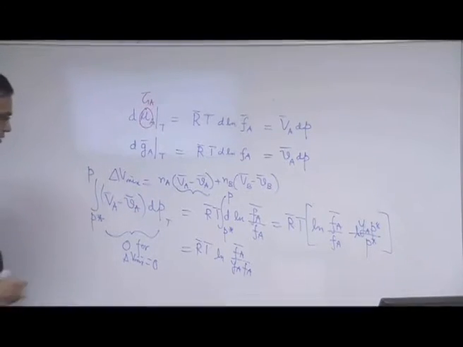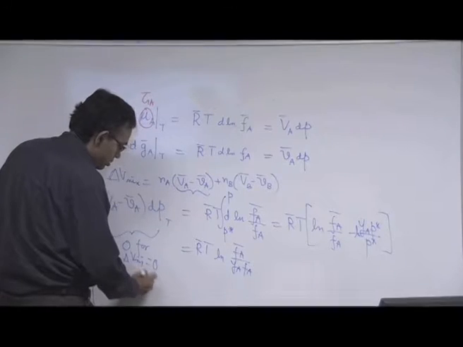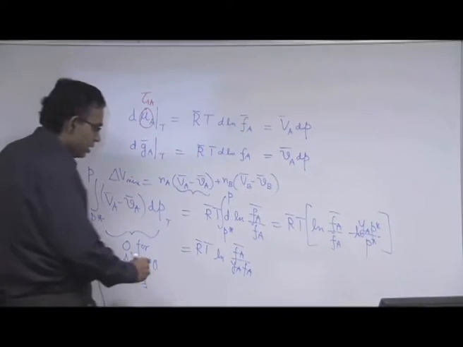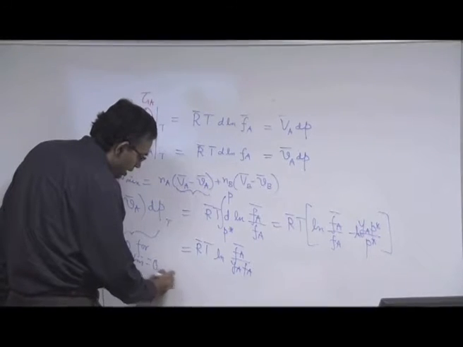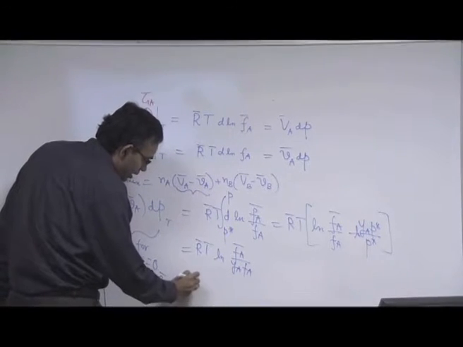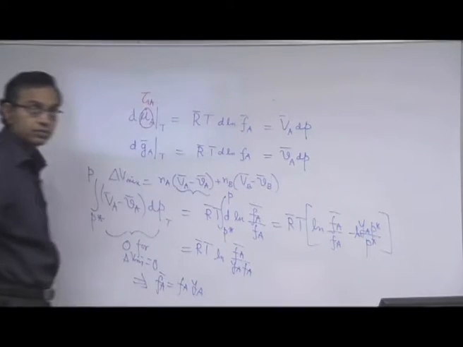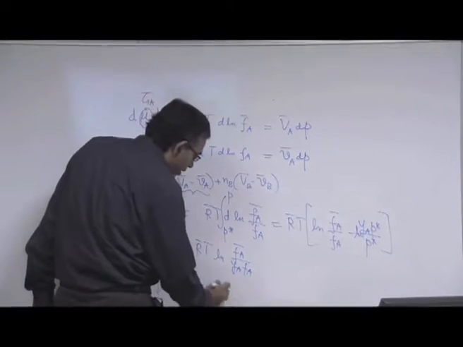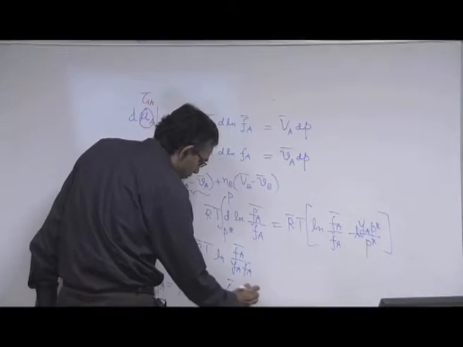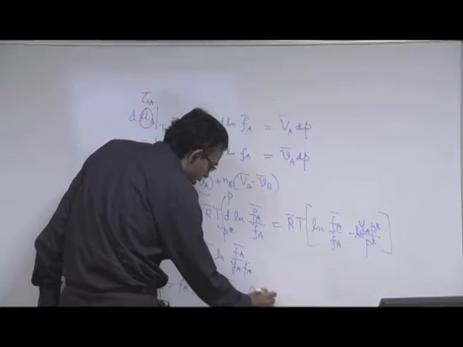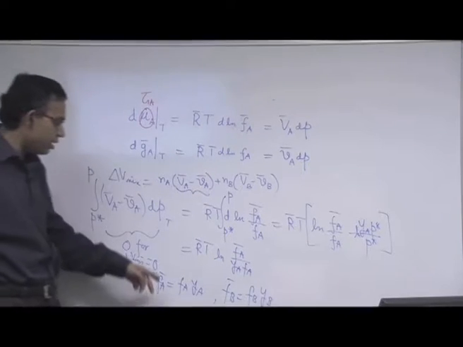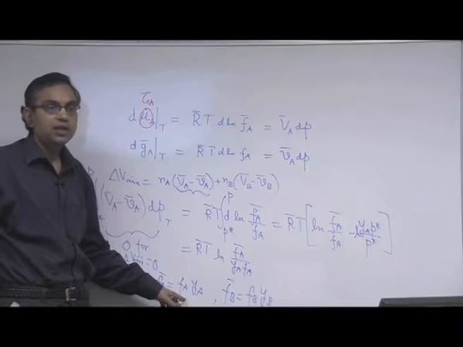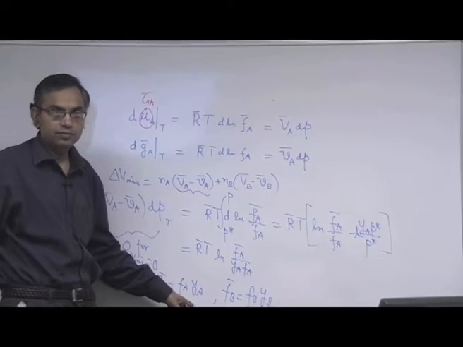That means for delta V mix equal to 0, you must have F bar A equal to FA YA, and similarly F bar B equal to FB YB. So you can relate the fugacity of the component in the mixture with the fugacity of the pure component purely through the mole fraction.